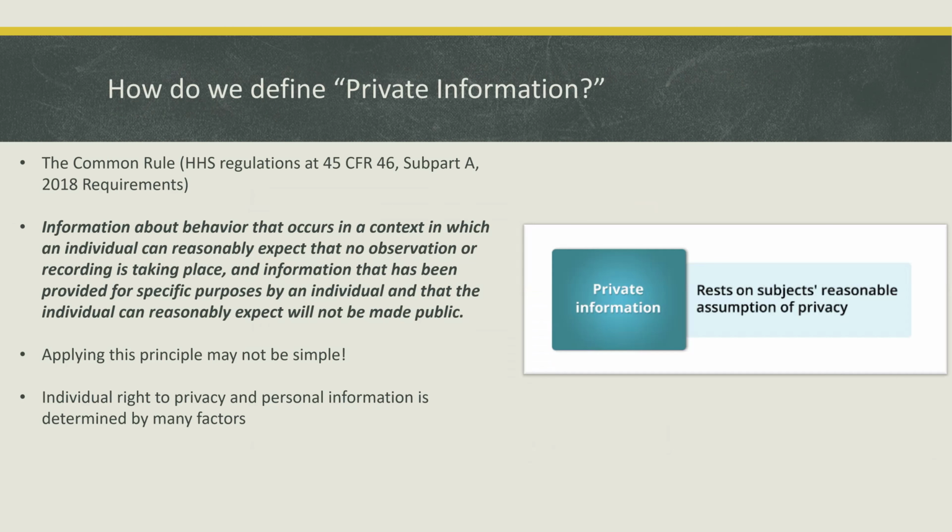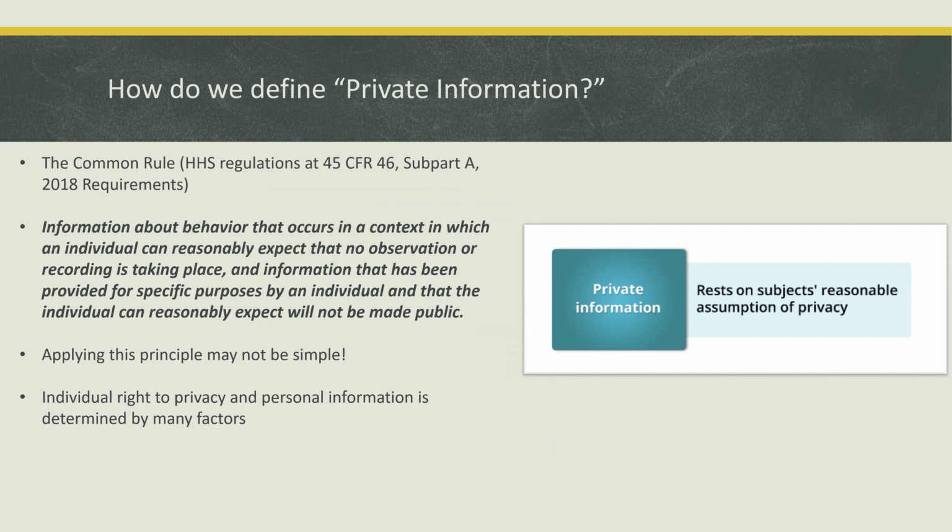The Common Rule here helps us again. The 2018 revision of the Common Rule defines private information to mean information about behavior that occurs in a context in which an individual can reasonably expect that no observation or recording is taking place, and information that has been provided for specific purposes by an individual and that the individual can reasonably expect will not be made public, e.g., a medical record. This means, as our helpful graphic indicates, that what is defined as private information heavily rests on the subject's reasonable assumption of privacy.